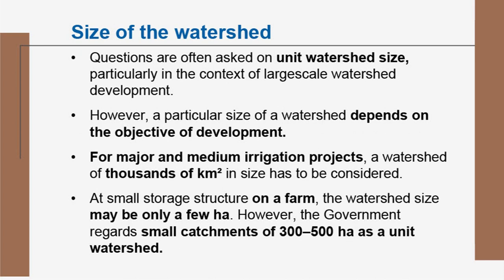Let us see the size of the watershed. Questions are often asked on unit watershed size, particularly in the context of large-scale watershed development. However, a particular size of a watershed depends on the objective of the development. For major and medium irrigation projects, a watershed of thousands of square kilometers in size has to be considered. At a small storage structure on a farm, the watershed size may be only a few hectares. However, the government regards small catchments of 300 to 500 hectares as a unit watershed.